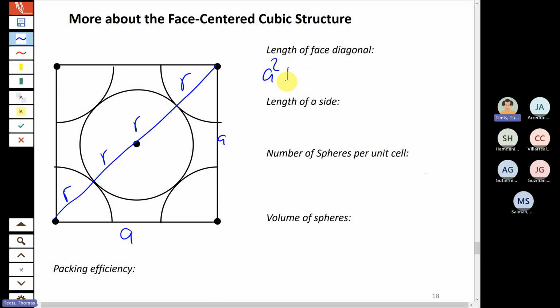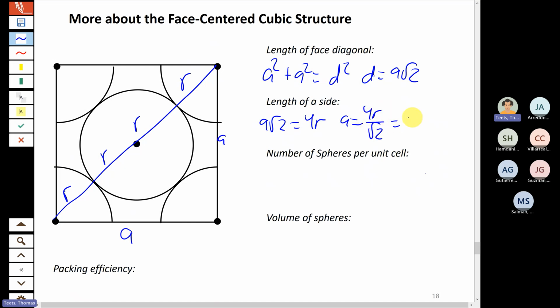Length of a diagonal. Length of a side, a radical 2 is the diagonal. That equals 4 times the radius. So a is equal to 4r over square root of 2, or 2 radical 2r. And then the number of spheres per unit cell, fairly important one. So in this structure, we have all 8 corners still occupied. There's no exceptions to that. You're always, in these cubic structures, going to have all 8 corners occupied in all cases.